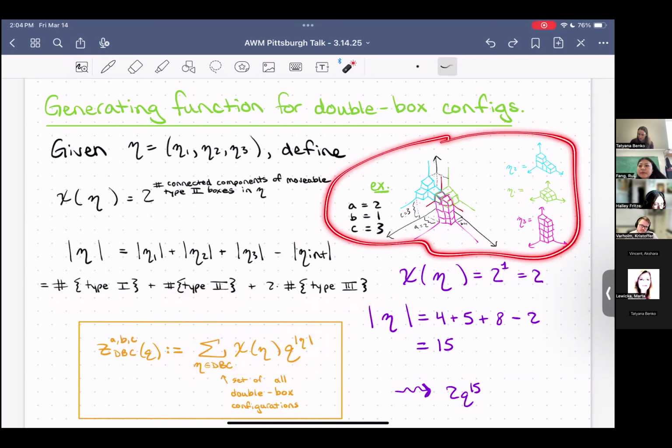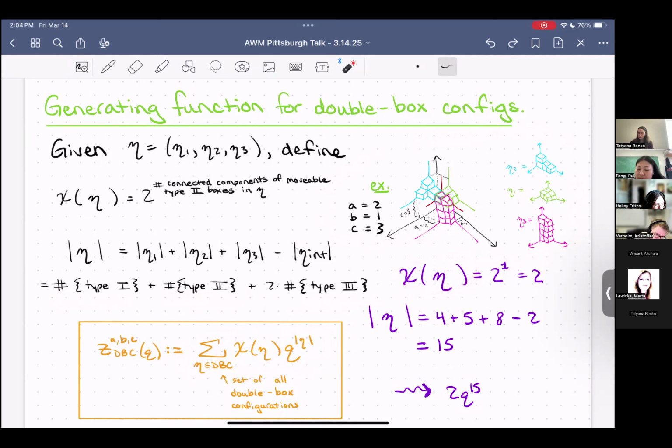So in this example, let's just see. Chi of eta is 2 to the number of connected components of movable type 2 boxes. So this is the same as the previous example. I just have the one movable type 2 box. So this is 2 to the 1, so I get 2. And then for the size of eta, let's see, eta 1 has 4 boxes. Eta 2 has 5 boxes in it: 1, 2, 3, 4. And Eta 3 has 8 boxes. I might have moved them around a little bit. And then Eta int has 2 boxes. So I get a size of 15. And so the contribution of this double box configuration to the generating function is 2 times q to the 15.